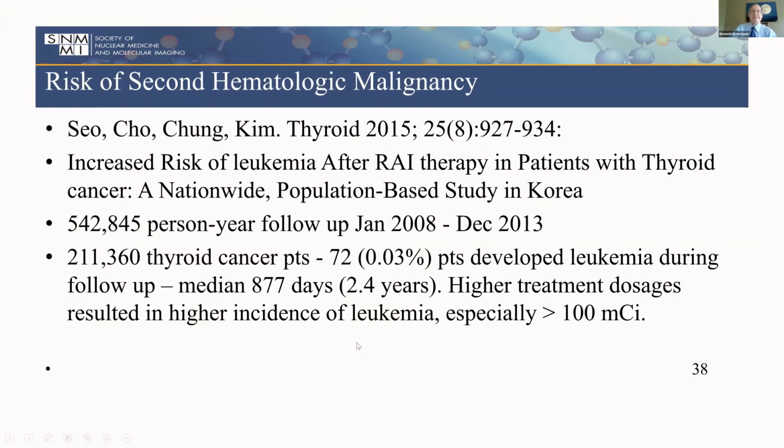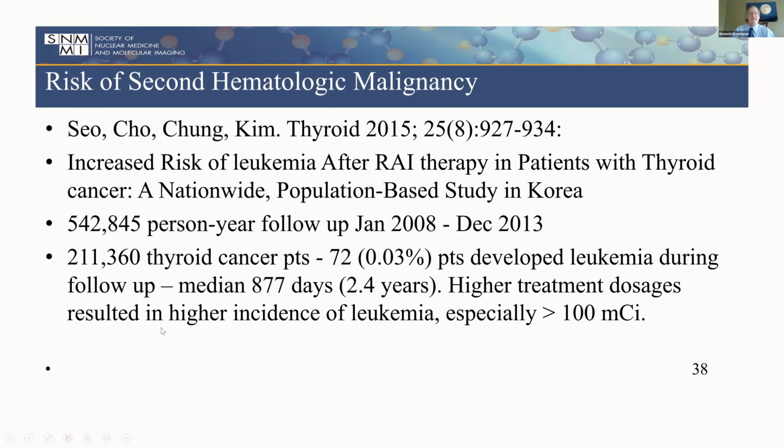Now, this is an interesting paper from Korea, CO et al. Increased risk of leukemia after radioiodine therapy in patients with thyroid cancer. This was a nationwide population-based study in Korea. 542,000 person years. Follow-up from January 2008 to December 2013. 211,360 thyroid cancer patients, of which 72, which is 0.3%, developed leukemia during the follow-up. The follow-up is a bit short. It's only 877 days, median, which is about 2.4 years.